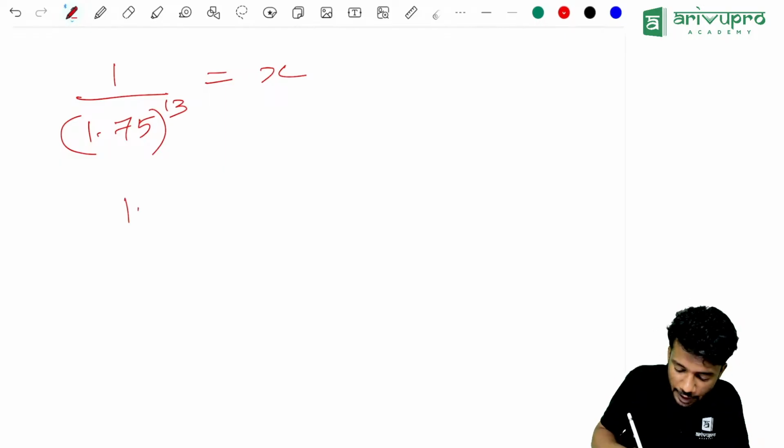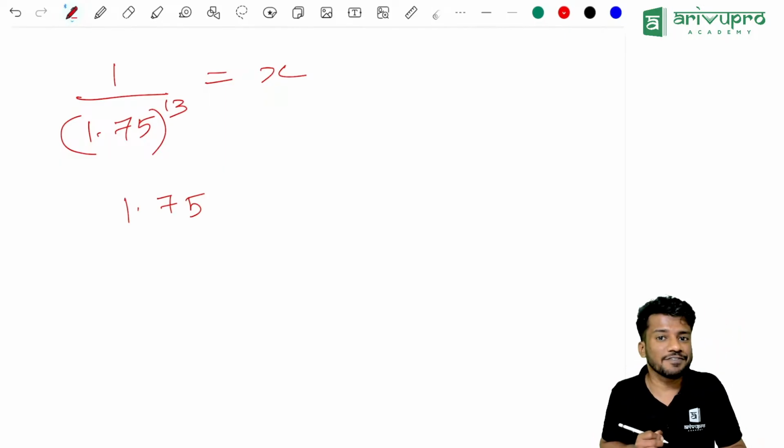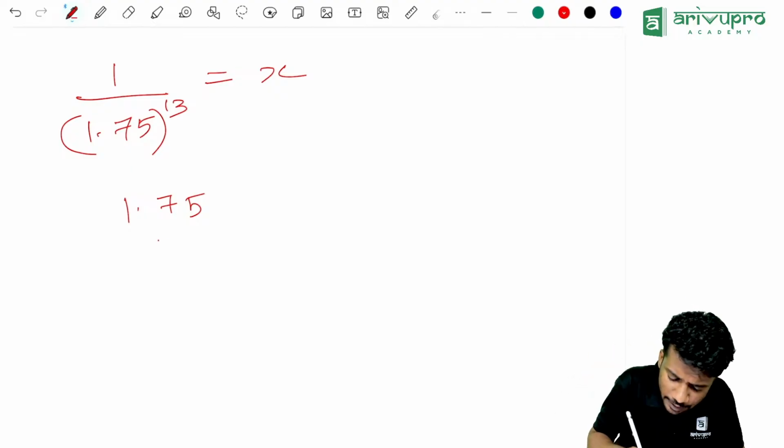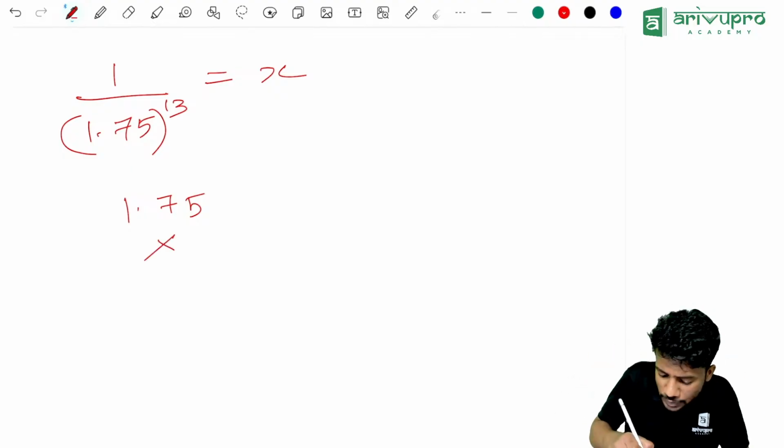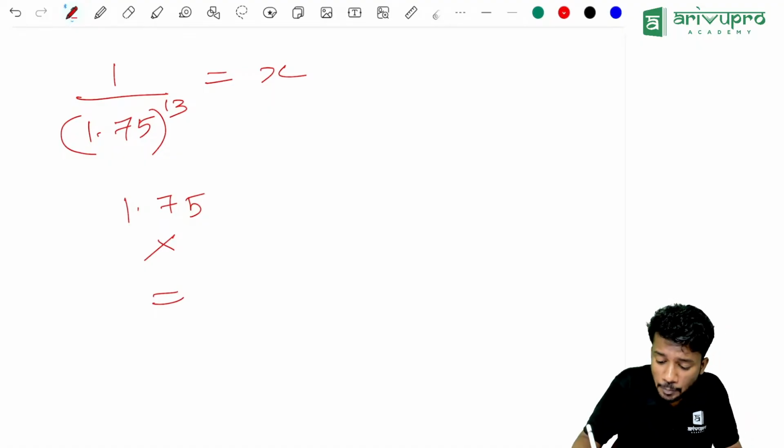That is 1.75 to the whole power 13 on your calculator first. How will you do it? Take the calculator, type 1.75. Then what will you do? Then you will click into, then equal to. Then you will click equal to how many times? Here the power is how much?